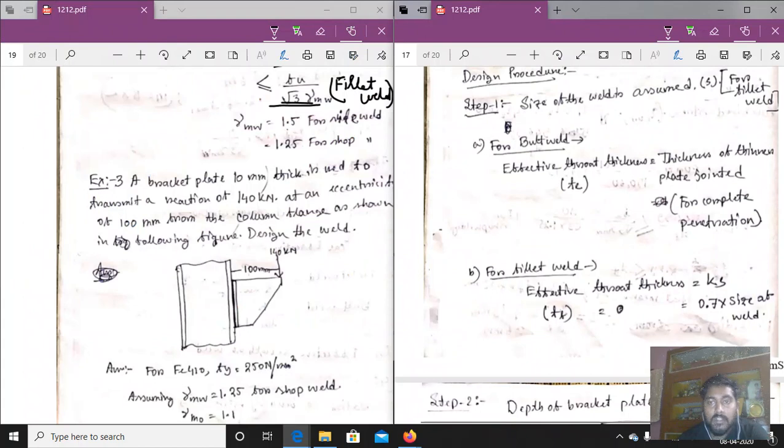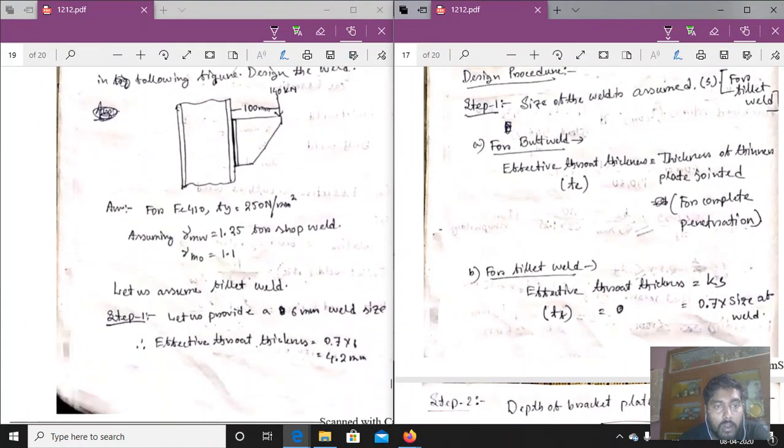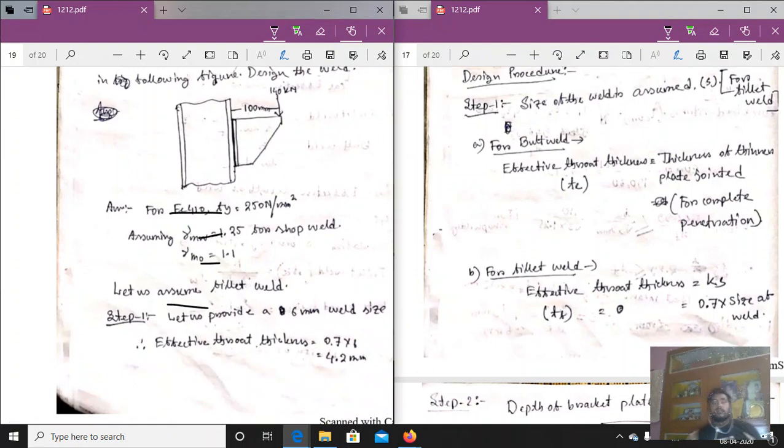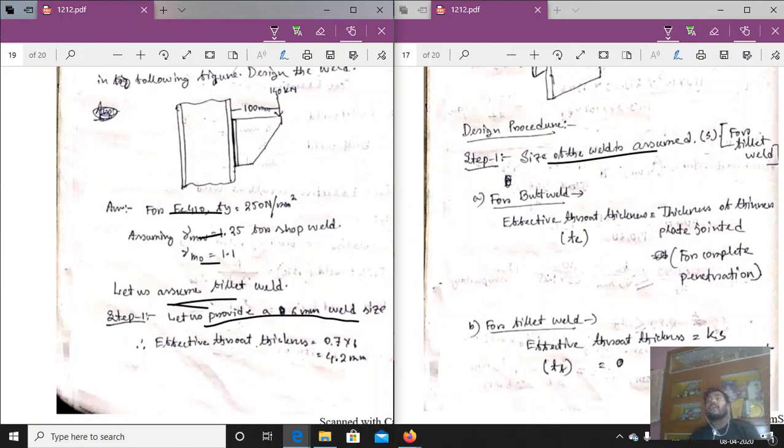First the effective throat thickness is determined. Now the calculation: design the weld. Let us assume a fillet weld; we are designing the weld for the fillet weld. For the fillet weld, first the size of the weld has to be assumed. Let us assume the size of the fillet weld. Let us provide a 6 mm weld size.